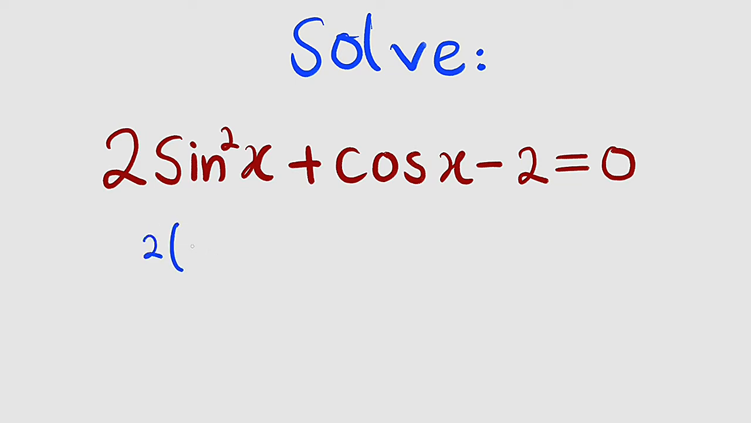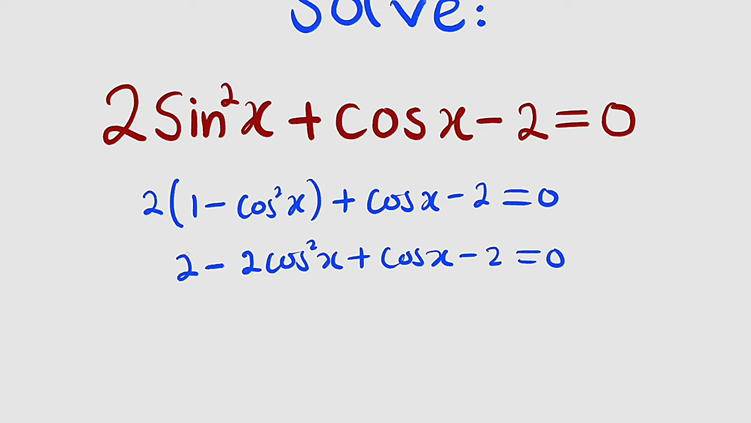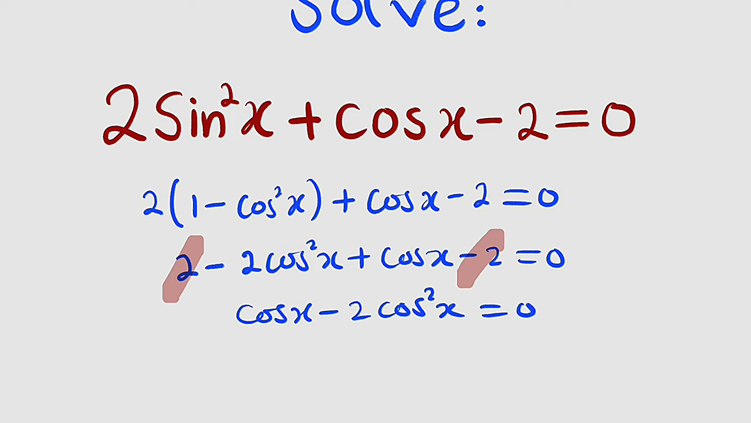So 2 multiplied by 1 minus cosine squared x, then plus the other cosine x minus 2, the whole of this equal to 0. If you expand the parentheses, 2 multiplied by 1 is 2, minus 2 times cosine squared x, then plus cosine x, then minus 2, the whole of this equal to 0. From here you can see 2 minus 2 is 0. So let us rearrange this as cosine x minus 2 cosine squared x equal to 0.